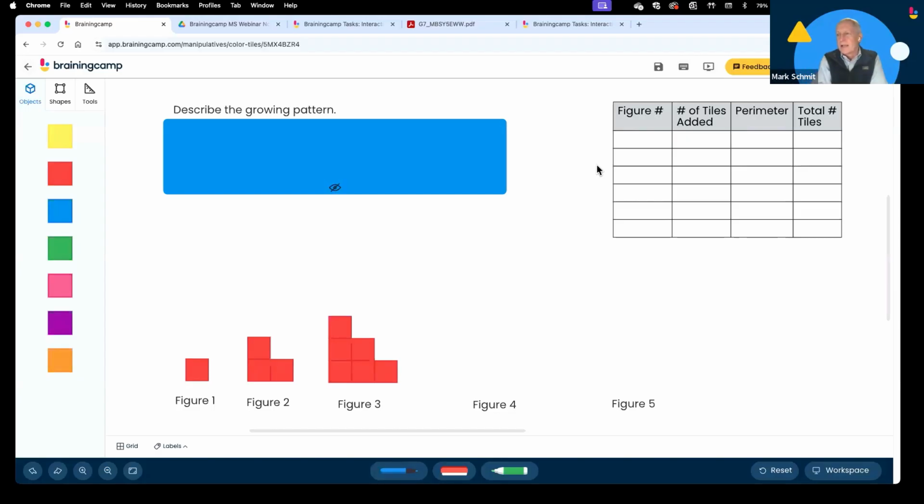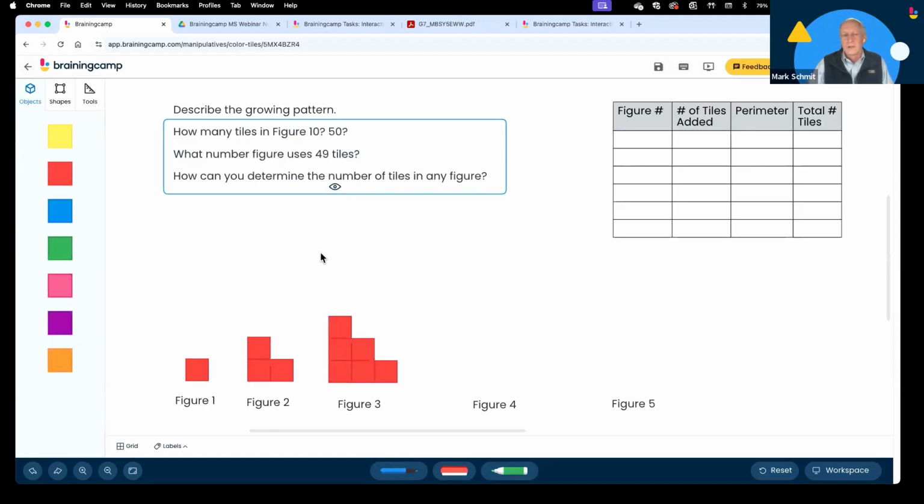So here we can see we're using color tiles. We've got some growing pattern down there at the end. So how might you describe that growing pattern? Again, coming back to that visual, that's the contextual, the verbal representations. We can ask kids to describe that pattern, put it in their own words, describe what they see, what's happening. Looks like I'm starting out with one, and then I'm adding one on top and one to the side, and I'm continuing that pattern.